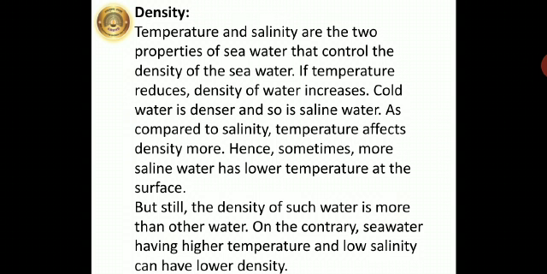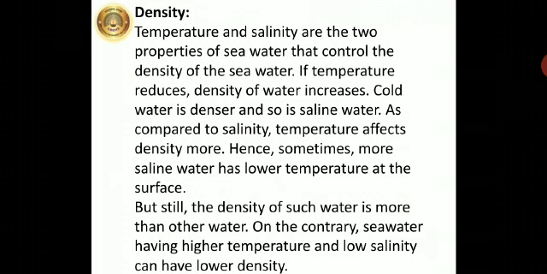Compared to salinity, temperature affects the density more. Hence, sometimes more saline water, that is more salty water, if the temperature is high at the surface, is less dense. But still the density of such water is more than the other water. On the contrary, seawater having higher temperature and low salinity can have low density.